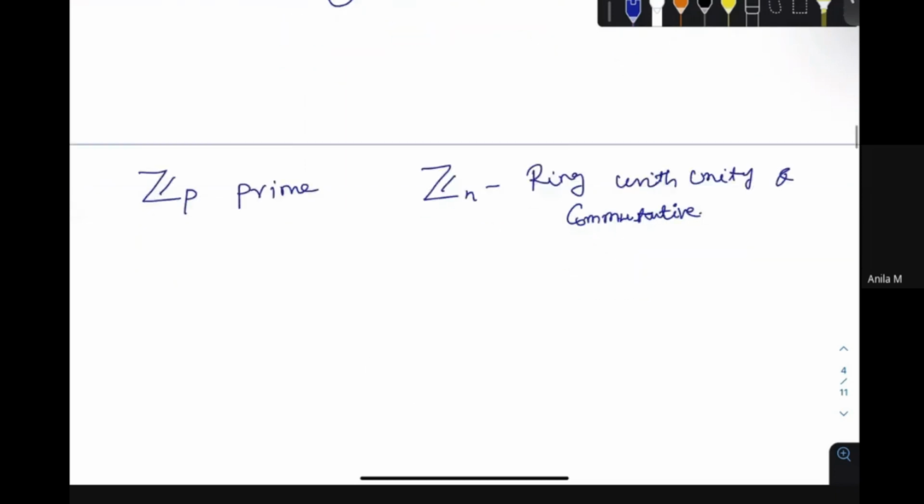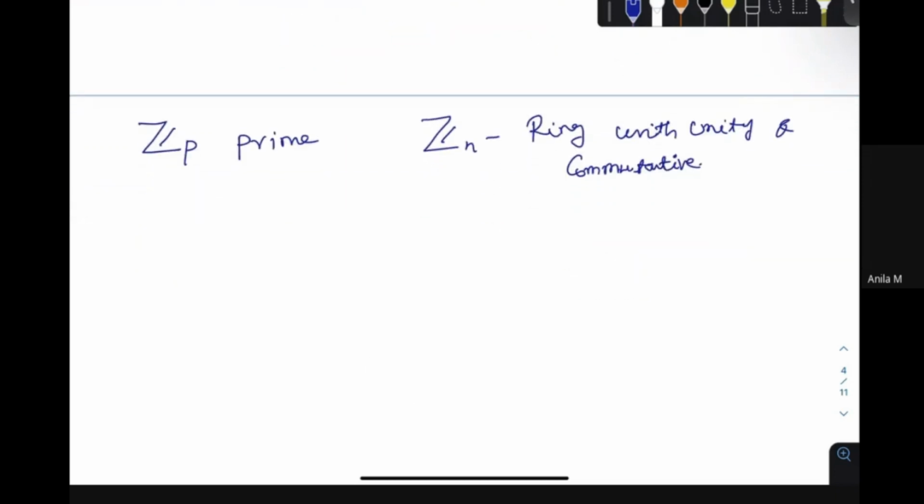Okay, what is the one thing lacking in this to become a field? To become a field, every non-zero element should have an inverse.